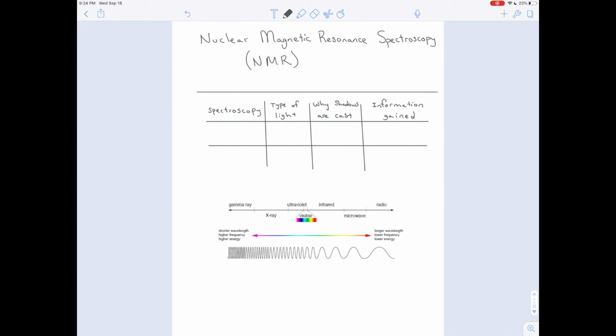Nuclear magnetic resonance spectroscopy, which is usually just referred to as NMR, is a type of spectroscopy. And what that means is you're shining light on a sample and you're identifying what's in your sample based on the shadows that are cast. We've seen a type of spectroscopy before. It was IR spectroscopy. And the type of light that you used was infrared light.